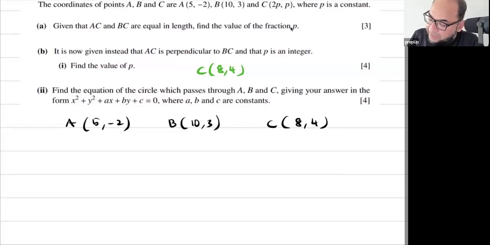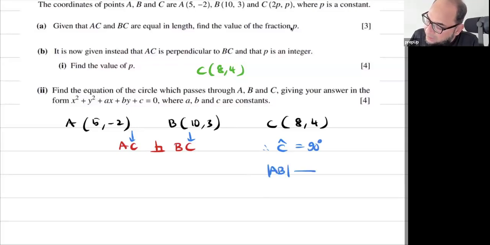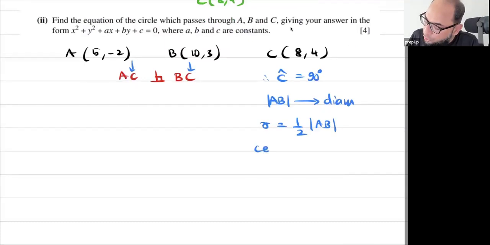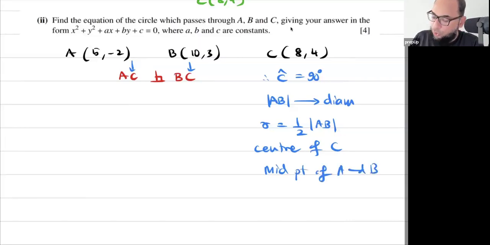And we know that AC is perpendicular to BC. That means if AC is perpendicular to BC, what is the common alphabet? That is C. Therefore, angle C is 90 degrees, and AB is the diameter, and radius is half of the magnitude of AB, and the center of the circle should be the midpoint of A and B. All good, all clear?